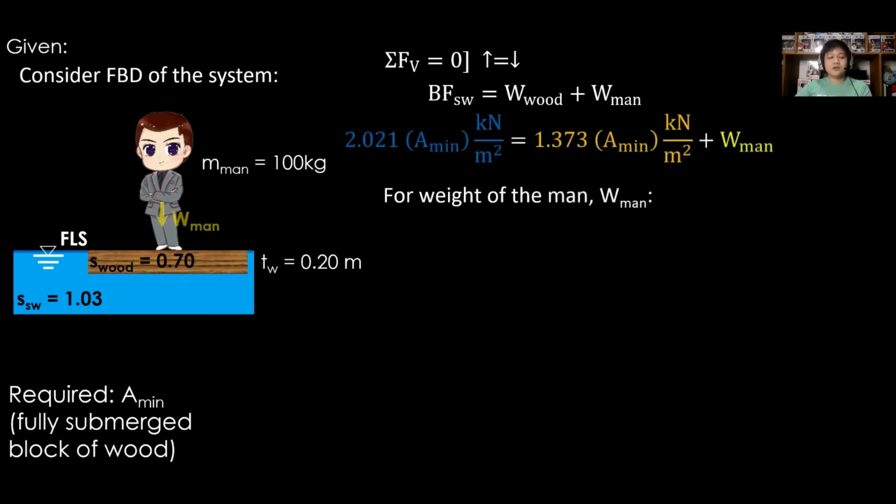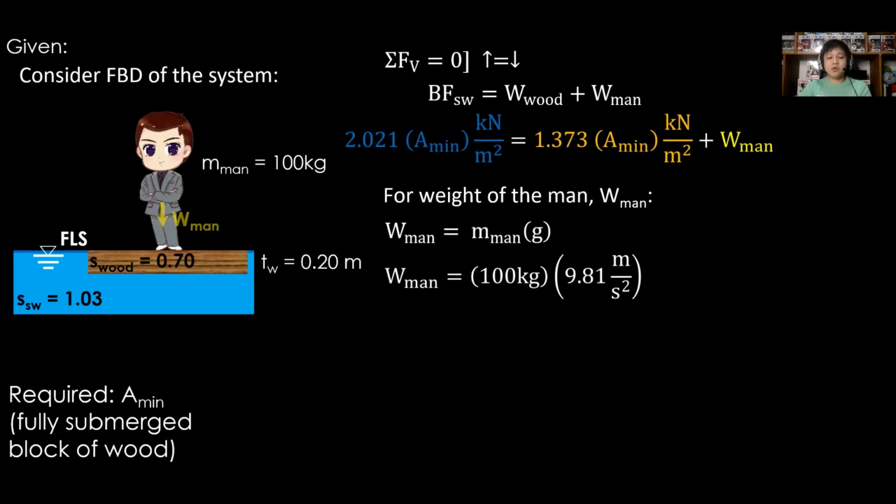And for the weight of the man, or W sub man, it is equal to the mass of the man times the gravitational acceleration. So substitute the mass of the man as 100 kilograms and the gravitational pull as 9.81 meters per square second. Thus, for the weight of the man, it is equal to 981 newtons, or that is 0.981 kilonewtons for us to be consistent.